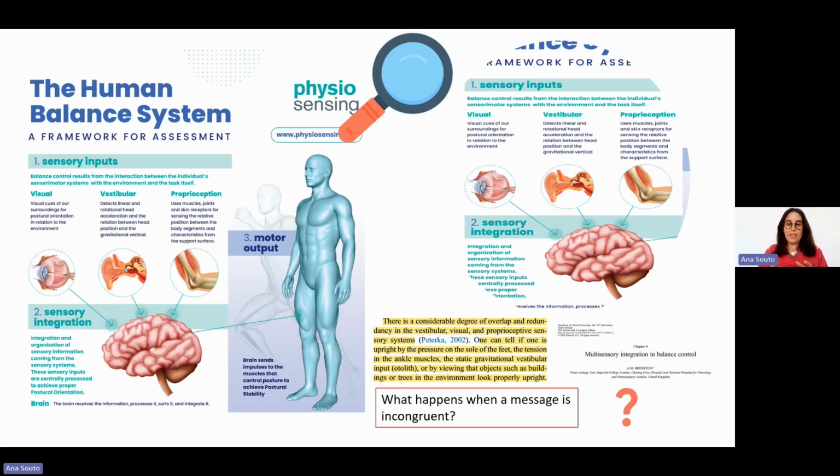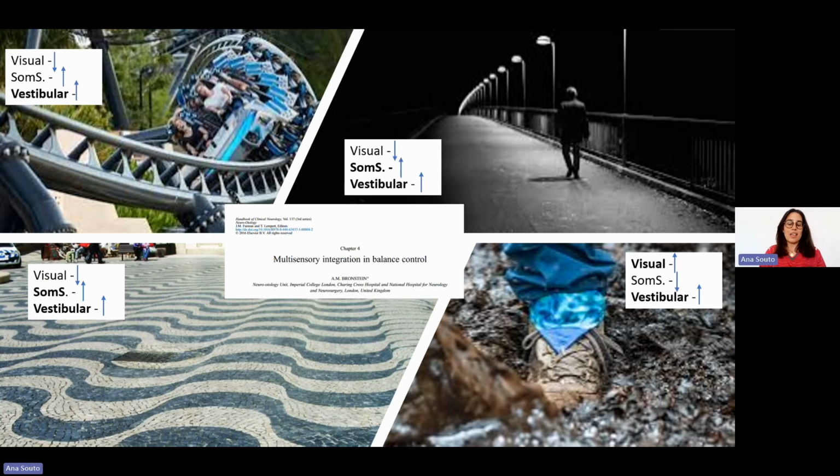So the message that comes from each one of the sensory systems is not in accordance to the others. So what happens when the message is incongruent, when they are not talking the same language? So sensory integration works in a hierarchical system according to the context and the challenge.